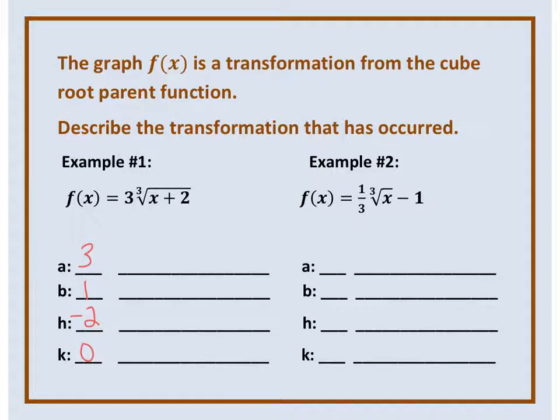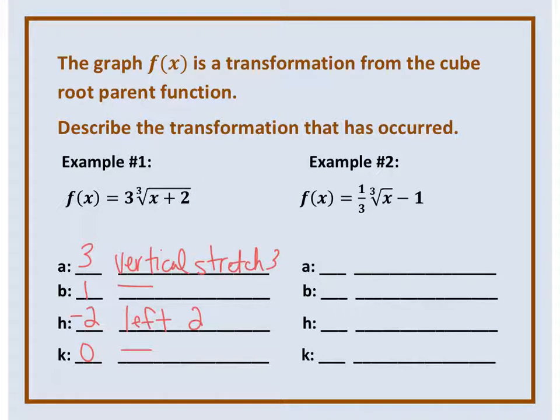So what does the 3 do? 3 is going to do a vertical stretch of 3. The b is going to cause nothing to happen. The 2, remember we always change the sign. This is left and right. We're going to change it to a -2, so it's going to go left 2. And it has no up and down translation.